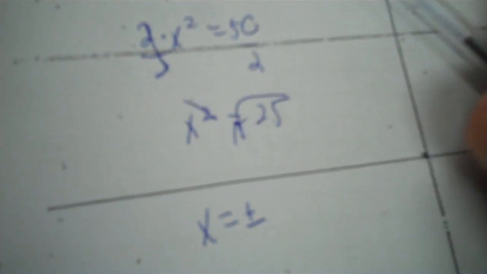Now what times itself is 25? If you don't know, you square root it on your calculator. If you do know, it's 5. But it could also be negative 5. So 5, negative 5.